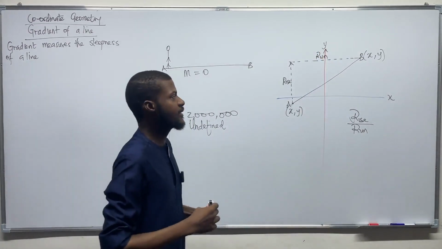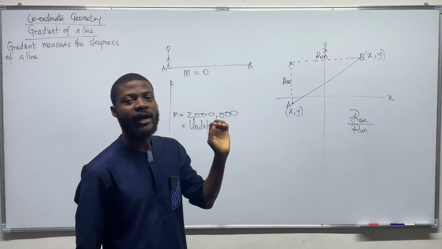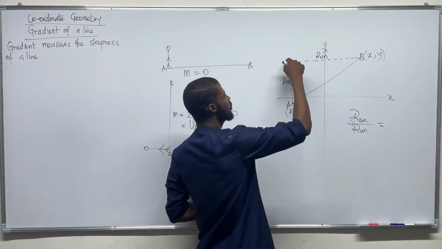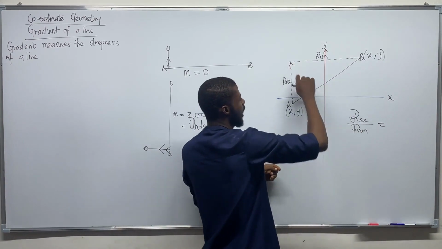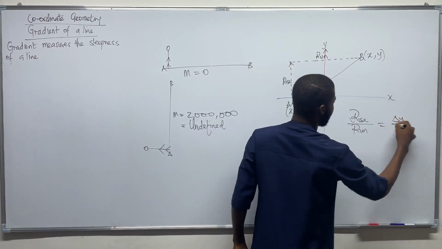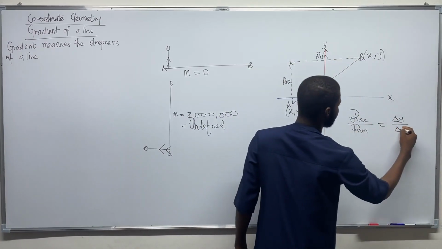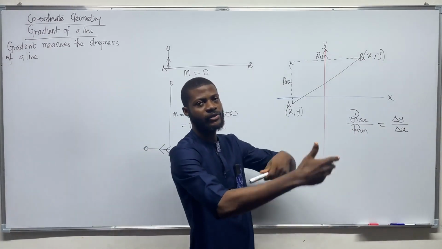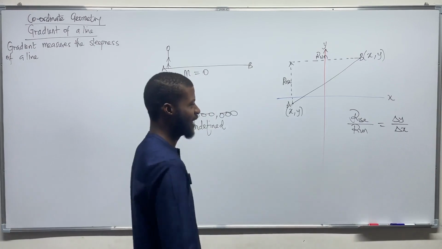Now, gradient is rise over run, because rise is the change in your y. Remember I said rise is a function of y. So change in y is the rise. Then what is run? Run is the change in the x. How much you've risen divided by how much you've run.